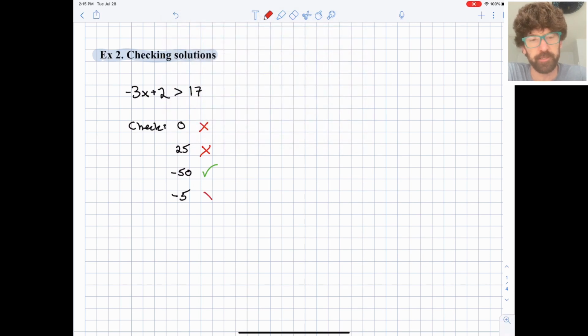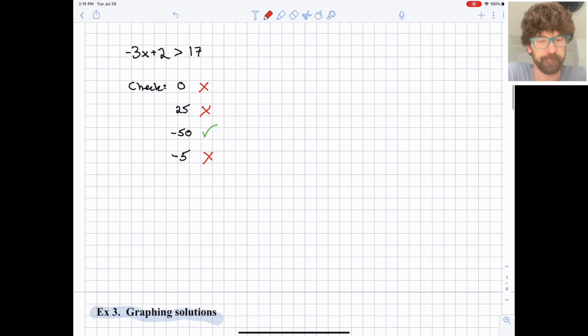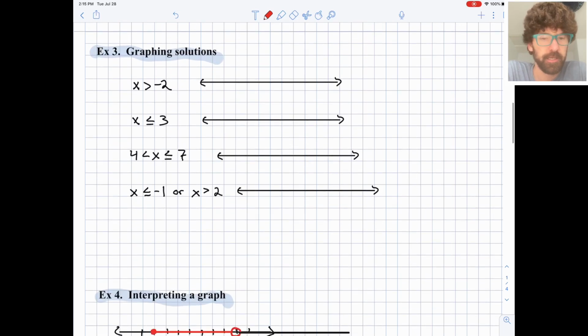It's equal to 17. So in this case, it doesn't count. Okay, it doesn't work. So of the 4 solutions I listed, only 1 is valid, although there are many more that are valid that I didn't list. Graphing solutions, x is greater than -2. We use a symbol here.